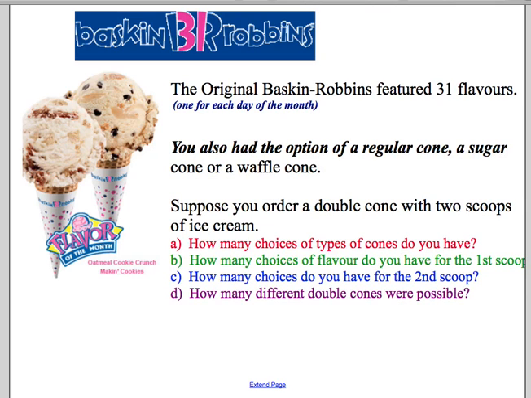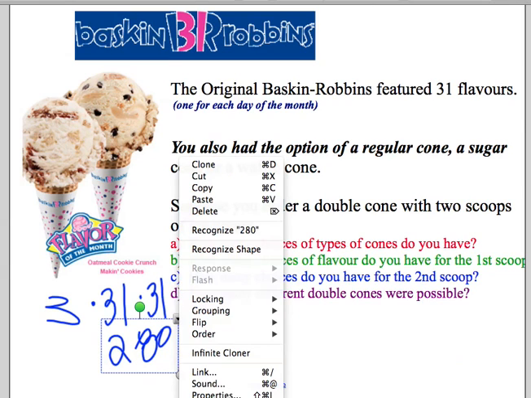How many different choices of cones do you have? Well, I've got 3 choices of cones that I could work with. How many choices of flavors do I have for the first scoop? Well, I've got 31. And how many choices do I have for the second scoop? I've got 31 of those as well. Well, the question is then, how many different double cones are possible? Well, 31 times 31 times 3 gives me an answer of 2,883. So if you had one double scoop cone a day, it would take you forever.